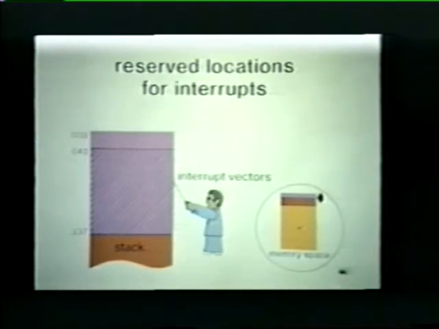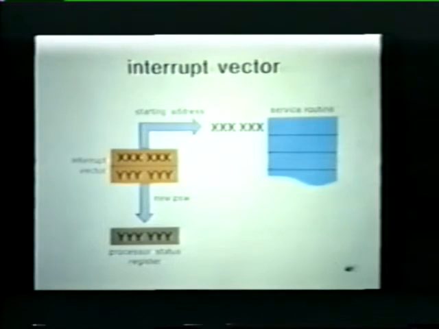Memory locations 040 through 337 are reserved for interrupt vectors. These interrupt vectors are retrieved by the processor when an I/O device interrupts in order to obtain service. Two unique memory locations are reserved for each device's interrupt vector.